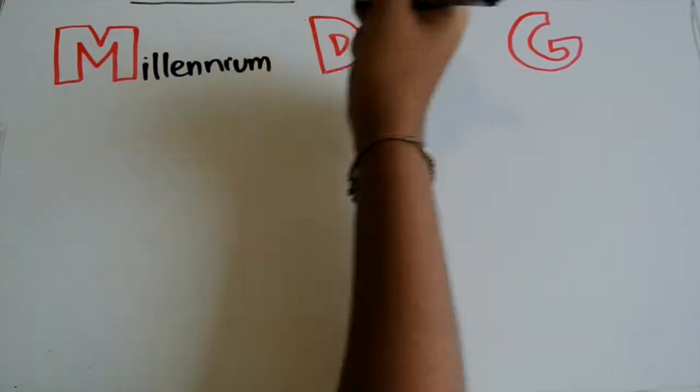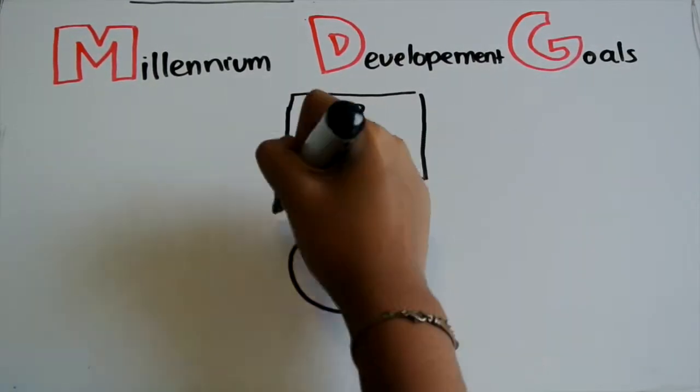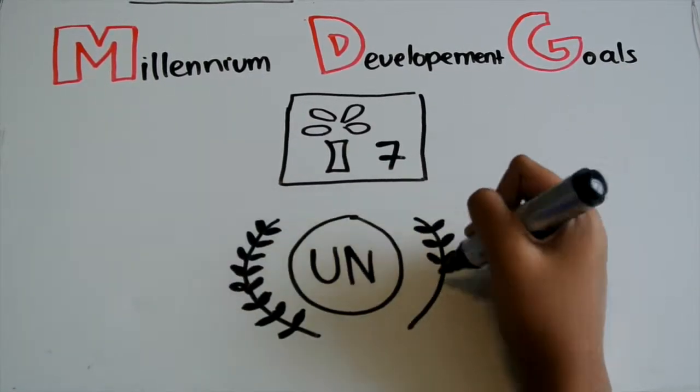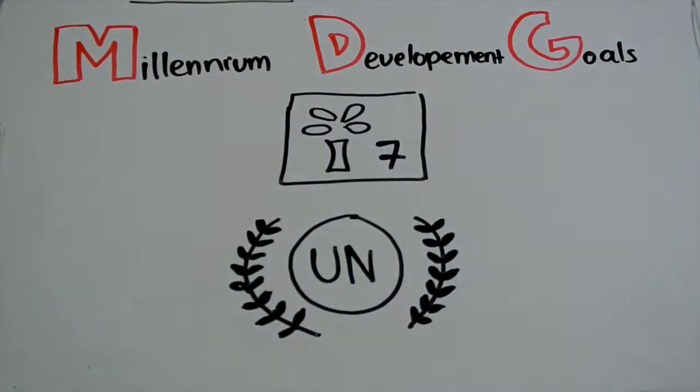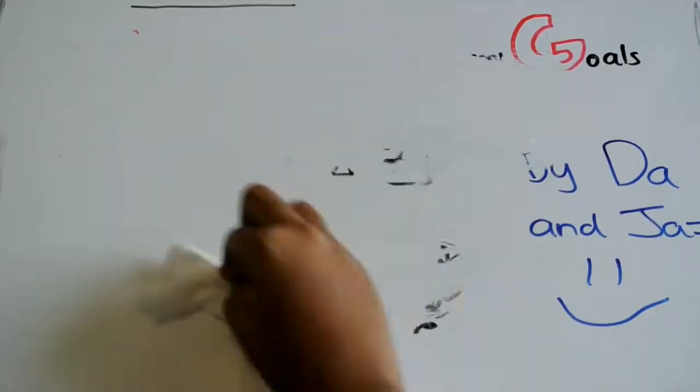Hi everyone, in this video, I would like to talk about MDG, which stands for Millennium Development Goal. We are going to talk about MDG 7 specifically, which is ensuring environmental sustainability. This was set by the UN in 2000 to end poverty, and this goal has to be achieved by the end of 2015.